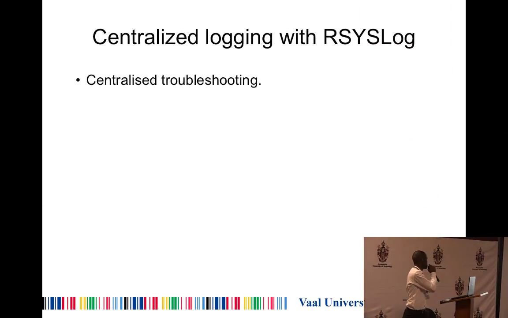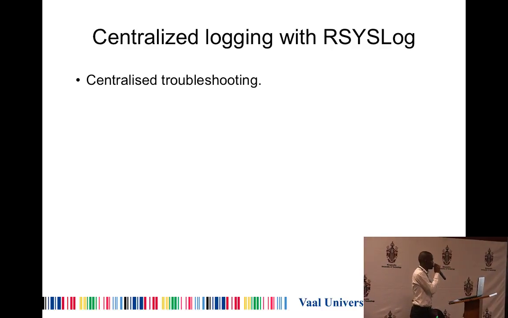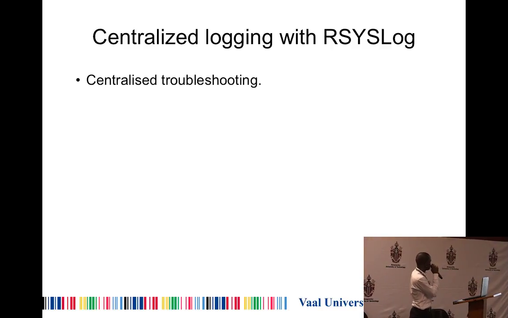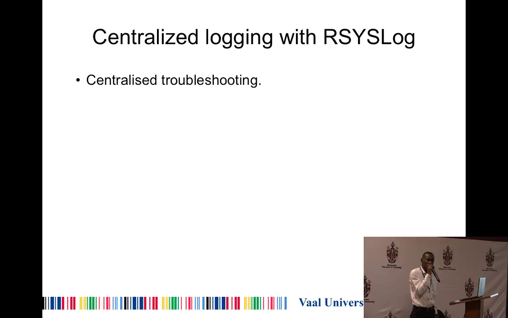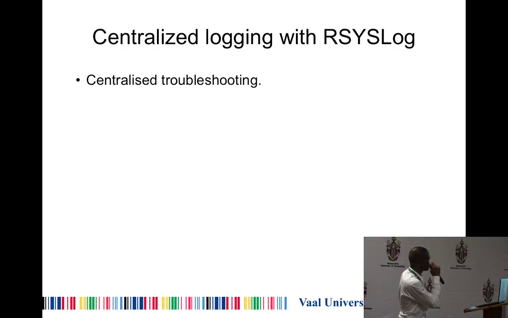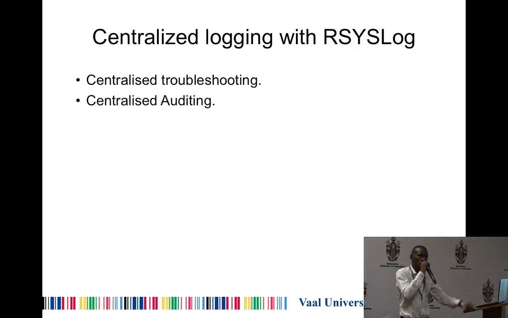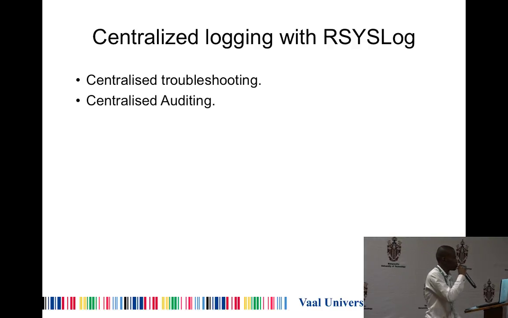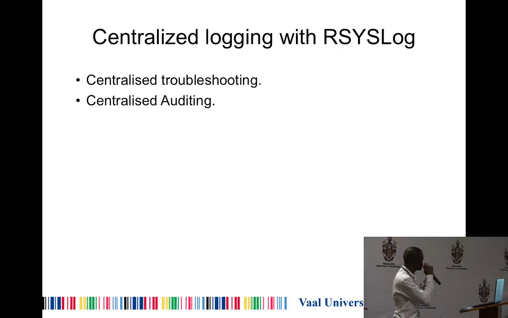Okay, centralized logging with RSS log. These are the benefits of using it. You have one central place for troubleshooting. So if your infrastructure is having problems, you could just go into your central log and look in and troubleshoot from there. You don't have to be logging into the servers and seeing what's happening. You can just go to your RSS log server and check there.